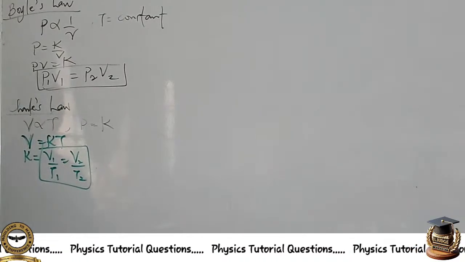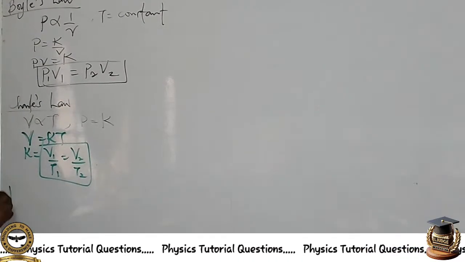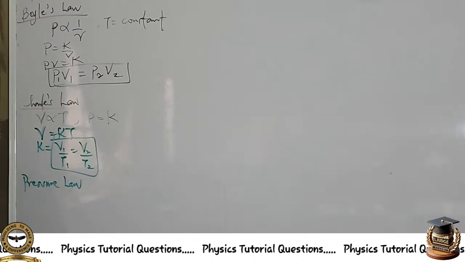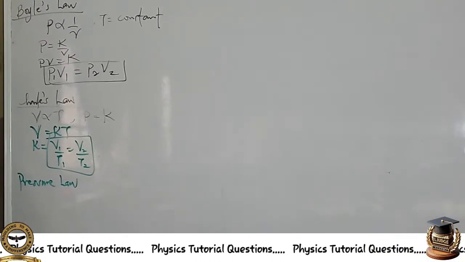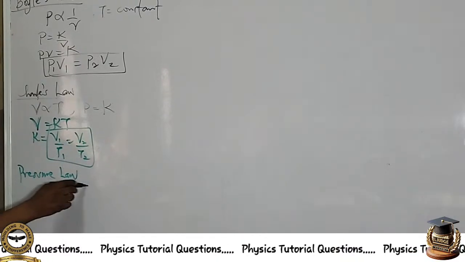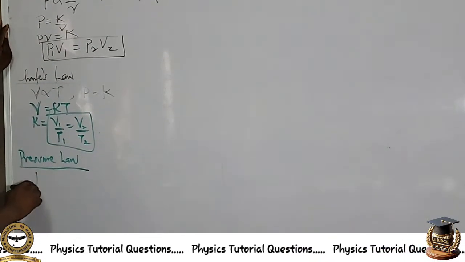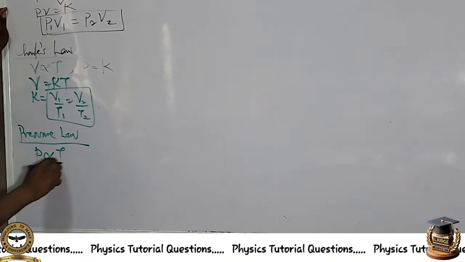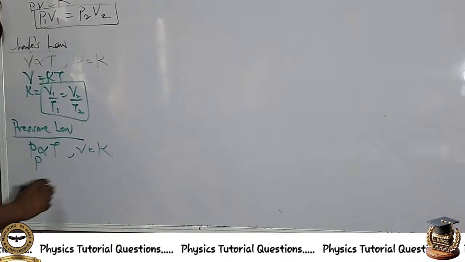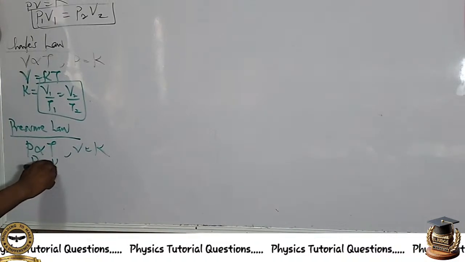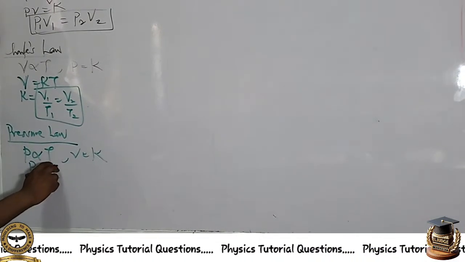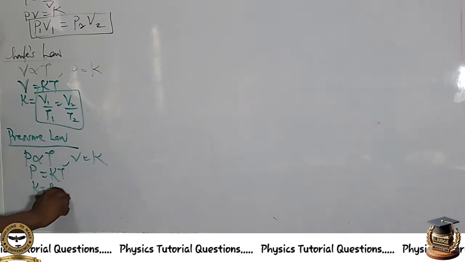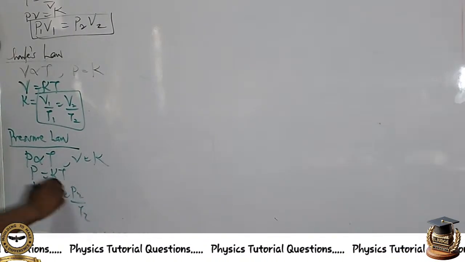This is Charles' law. We also have the pressure law, which we call the Gay-Lussac law, and that is the relationship between the pressure and the temperature. So P is directly proportional to temperature, provided the volume is kept constant. So in this case, we have P equals KT. So K equals P1 over T1 equals P2 over T2.